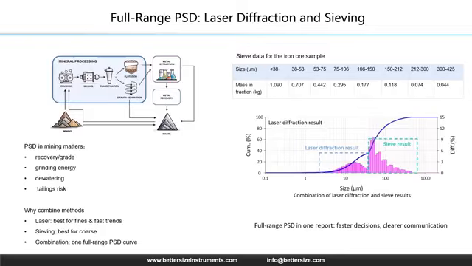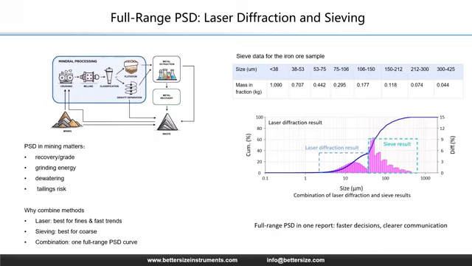In mining and soil analysis, a single method is often insufficient. Laser diffraction excels at fines, while traditional sieving remains the standard for coarse fractions. Historically, these datasets were incompatible. The 2600 Plus software bridges this gap with sieve-laser fusion.